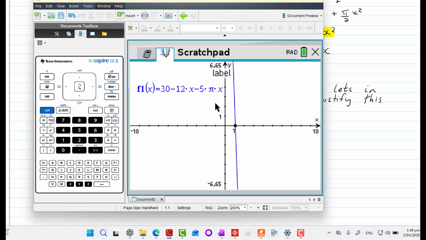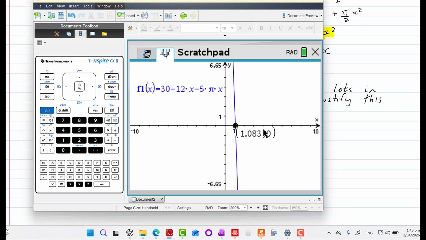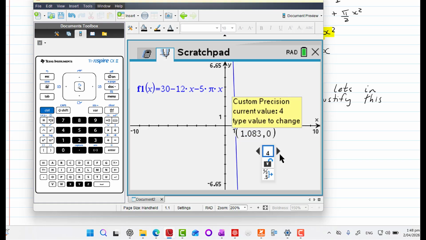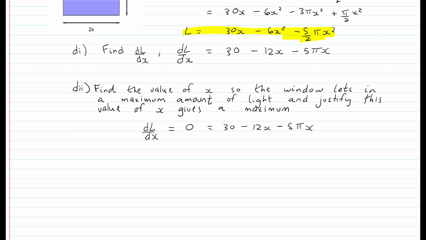Okay, so there's the graph of the derivative there, 30 minus 12x minus 5 pi x, and we just analyze the graph, find the 0, and I'll just get a couple more decimal points. Okay, so x is 1.08272 and so on. So we'll make a note of that. So x is equal to 1.08272. That's enough decimal places because we're going to round it to 3 significant figures.